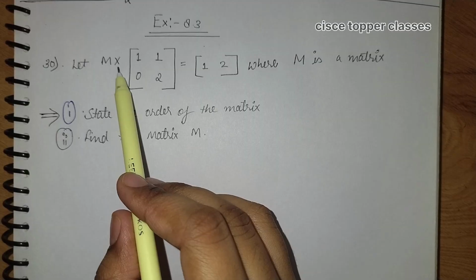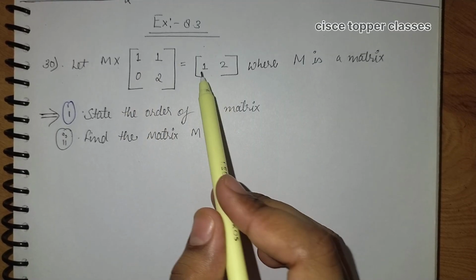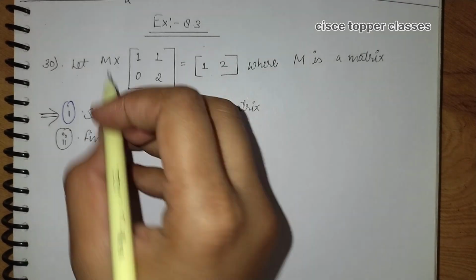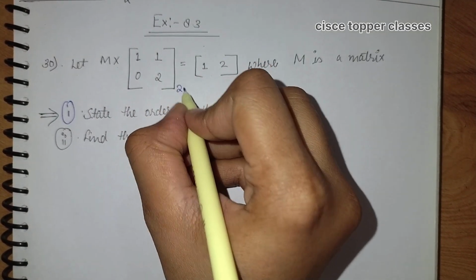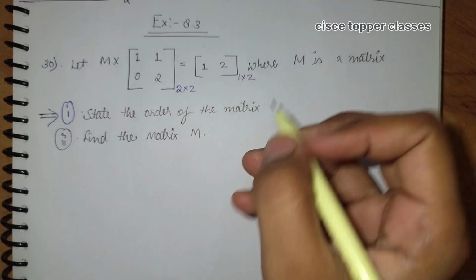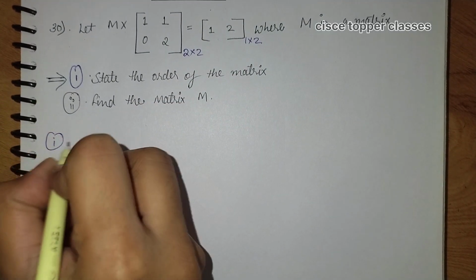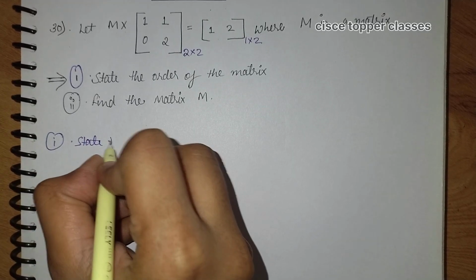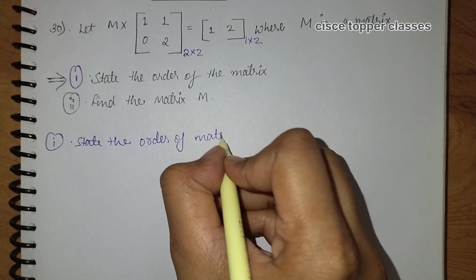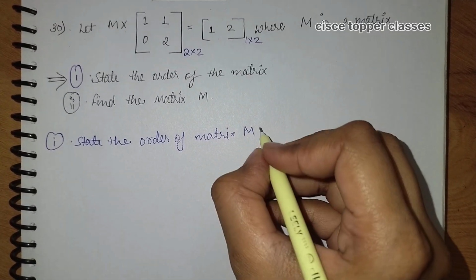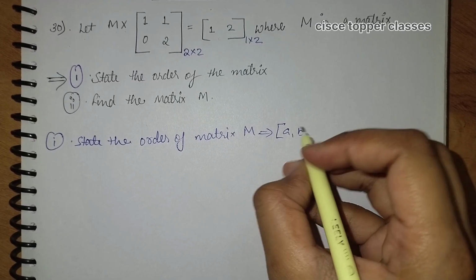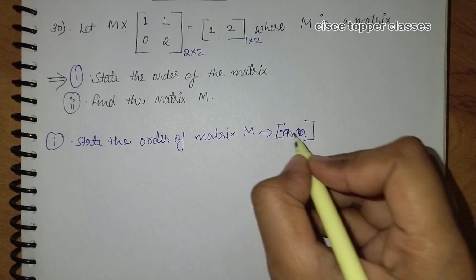Here, let M cross multiplied by this matrix is equal to [1 2], where M is a matrix. We have to firstly state the order of matrix M. As we know, this is a 2 cross 2 matrix and this is a 1 cross 2 matrix. Hence, to state the order of matrix M, we can let the order be M cross N.